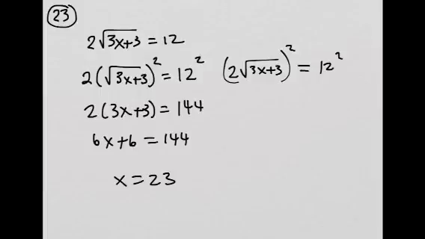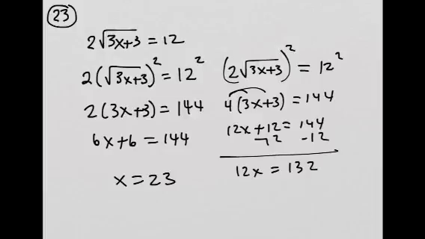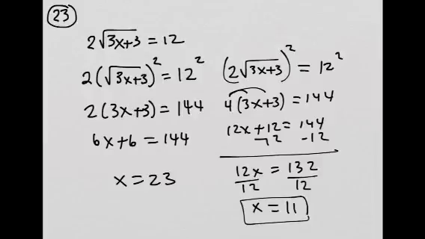So now you have 4 times 3x plus 3 equals 144. Distribute the 4, and that gives you 12x plus 12 equals 144. Subtract 12, so now you get 12x equals 132. And then, so now you divide by 12, and so x equals 11. So this is a correct answer, not 23. So their mistake happened right here, where they forgot to square the 2.